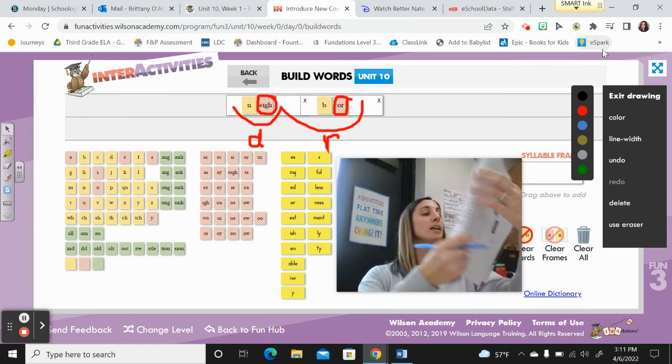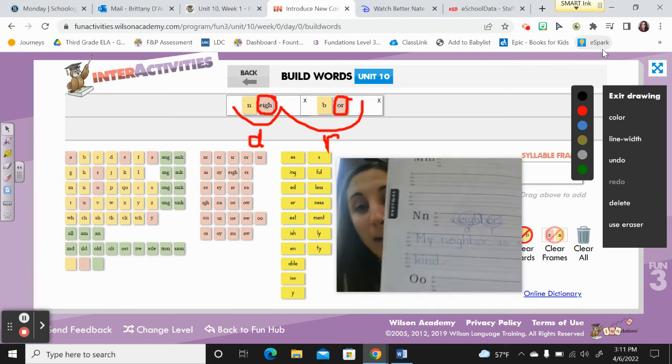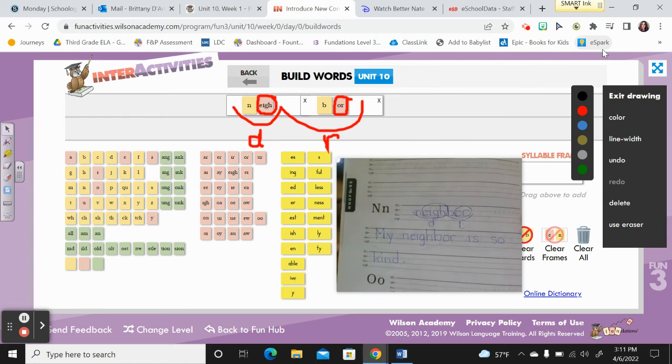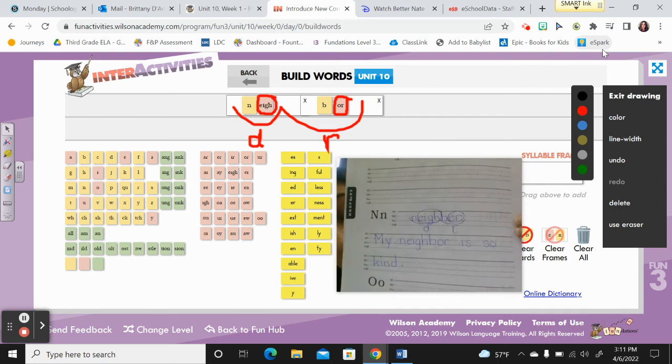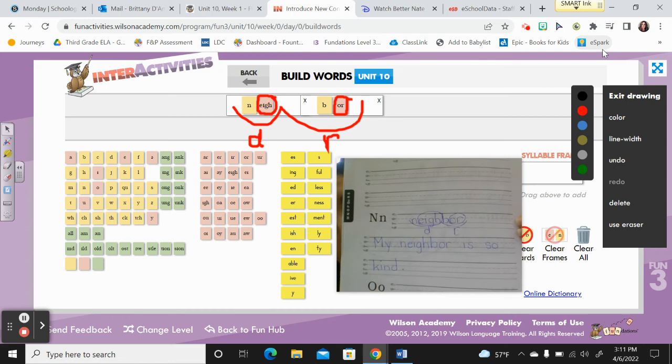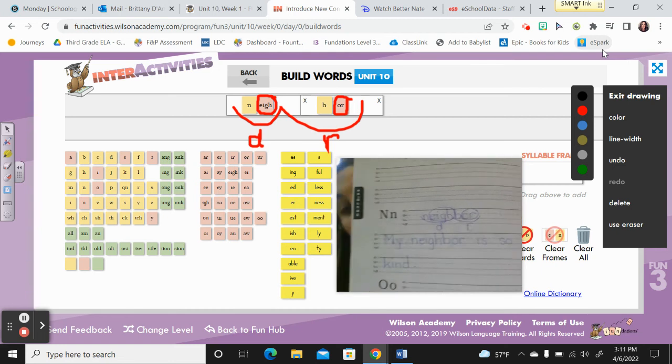All right, let's check your spelling first. My with a capital M, neighbor, is so, hopefully IND, find, ind was easy for you to remember for that word kind. You could put an exclamation mark, you could put a period. Definitely not a question though, it's not asking anything.